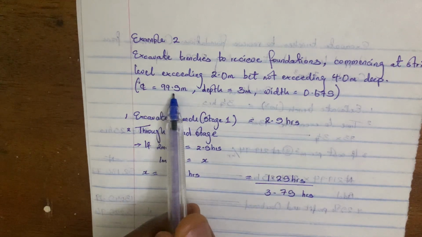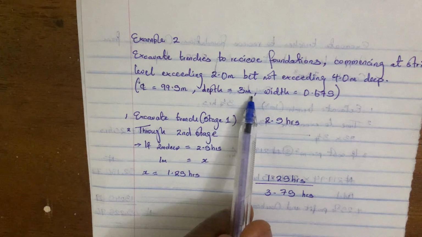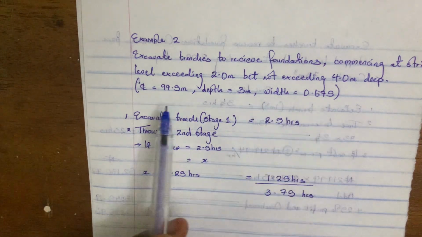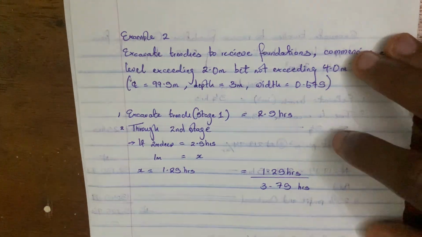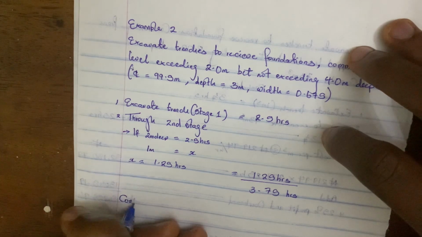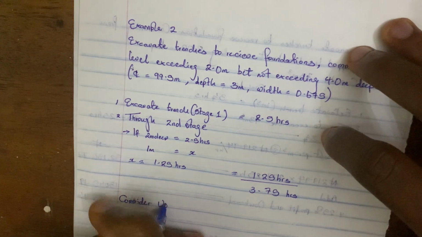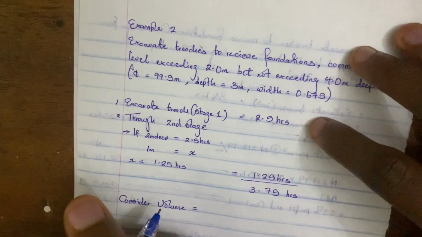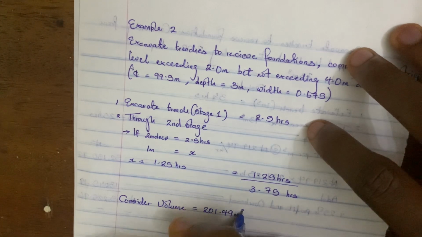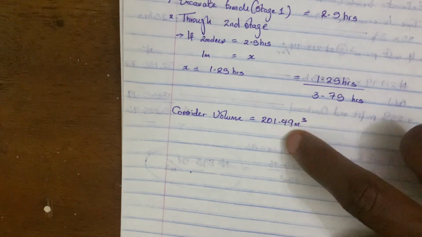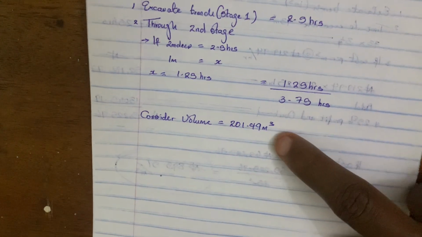So before we move further, let's first determine what is the total volume of this particular parameter. So we know that our center line is 99.5, the depth we have to dig is 3 meters, and the width is 0.675. So let's multiply all this together to get our volume. So 99.5 times 3 times 0.675 is equal to 201.49. So we will now say consider volume as 201.49 meter cube. So this is the total volume that we're going to be excavating.